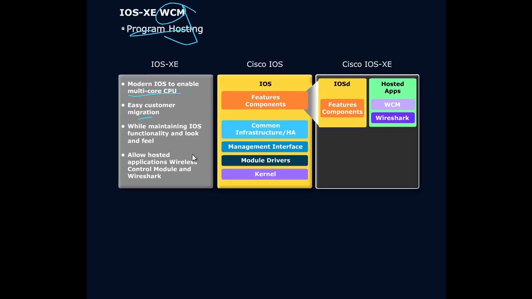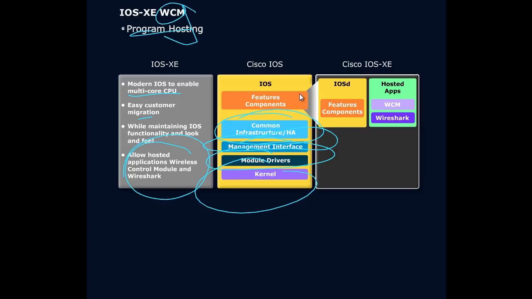We are allowed hosted applications and wireless control modules, such as Wireshark, right? We have the ability to use Wireshark here. So this is really an integrated type of application into the Cisco IOS XE. Now we can do common infrastructure for HA, high availability. We have our management interface, our module drivers, and the kernel for the Cisco IOS, the driving component of that operating system, the kernel, the backbone on which everything's built.